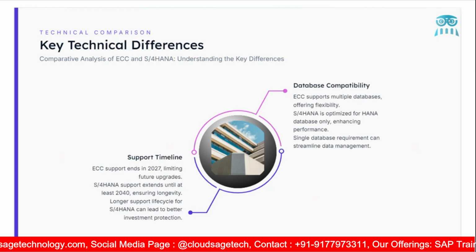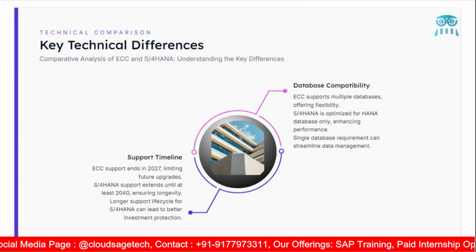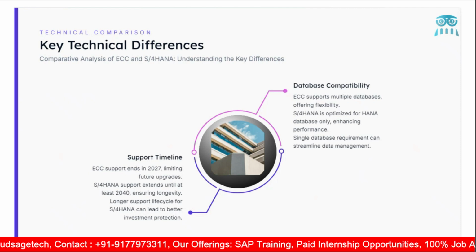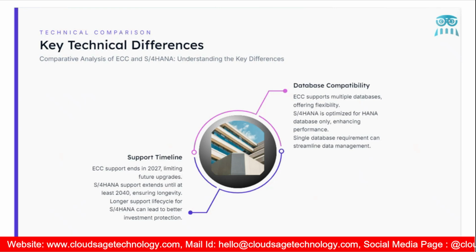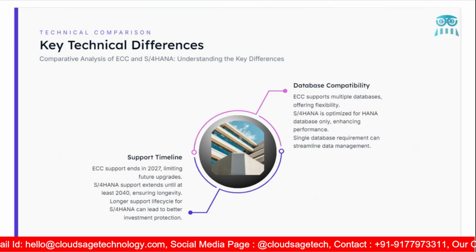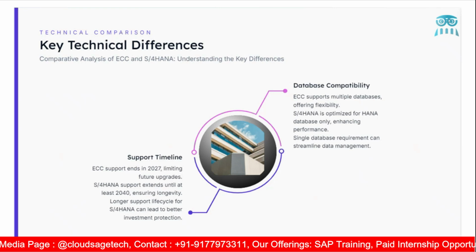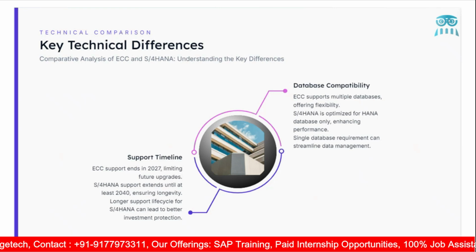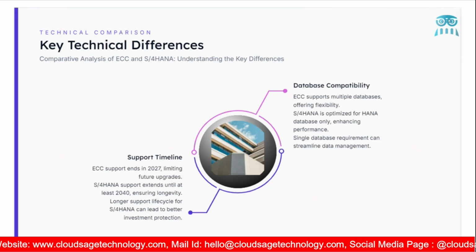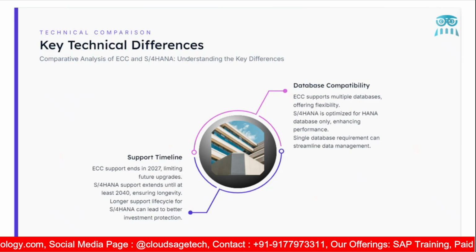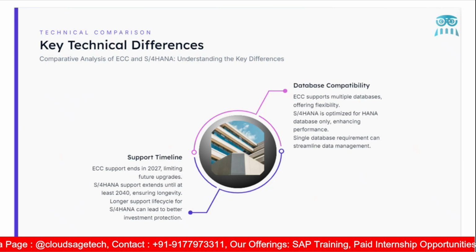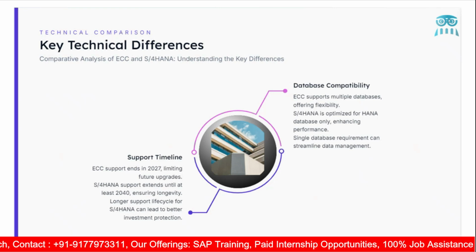The next main technical difference is that the ECC system runs on multiple different databases such as Oracle, MaxDB, DB2, SQL Server, and Sybase. But S4HANA runs only on HANA database, which is SAP's in-memory database. So if currently an SAP customer is running their ECC system on Oracle or any other database apart from HANA, then they need to start using HANA database when they migrate from ECC to S4HANA, which means the customers must either hire new employees with HANA skills or they must upskill their current database team in the HANA database technology.